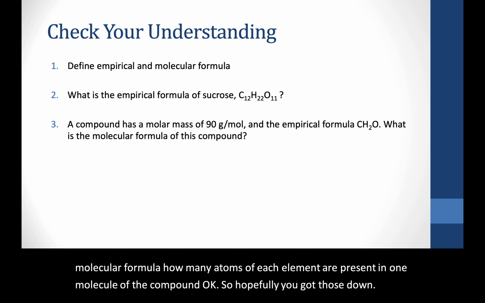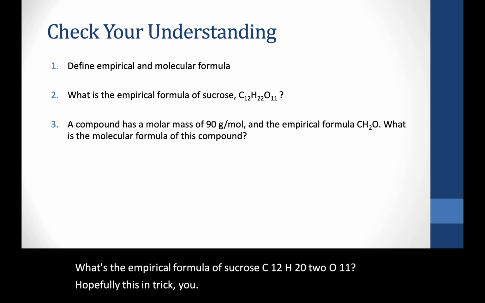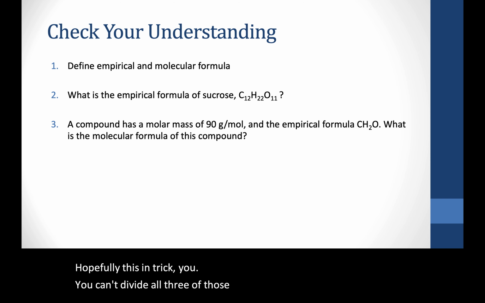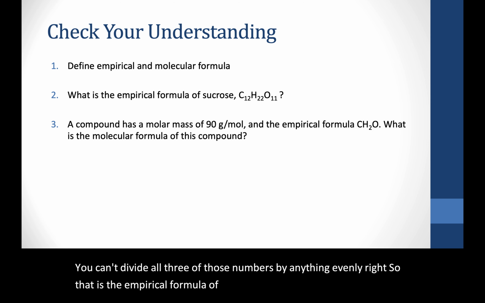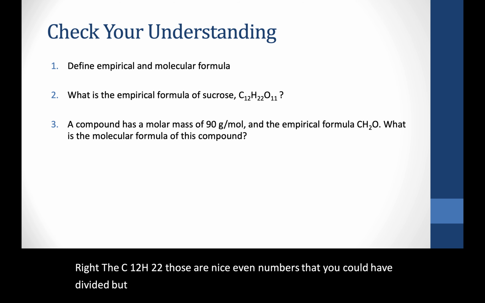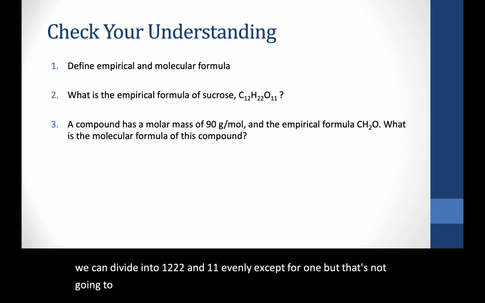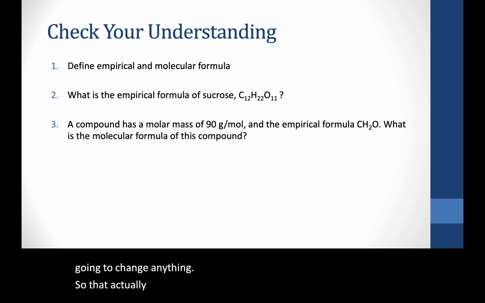What's the empirical formula of sucrose? C12H22O11. Hopefully this didn't trick you. You can't divide all 3 of those numbers by anything evenly. So that is the empirical formula of sucrose. The C12H22, those are nice even numbers that you could have divided, but that O11 kind of screws it up. There's no whole number we can divide into 12, 22, and 11 evenly, except for 1, but that's not going to change anything. So that actually is the empirical formula for sucrose.